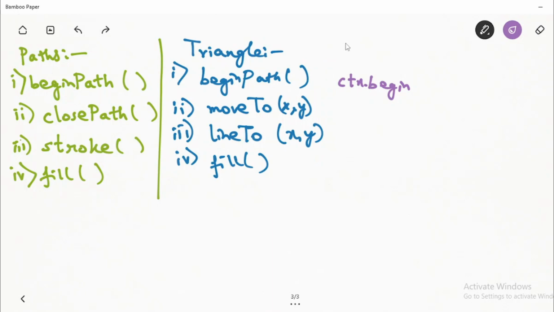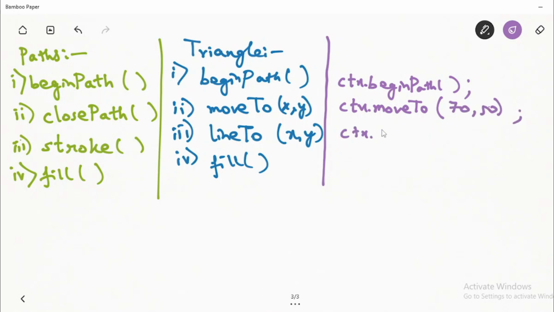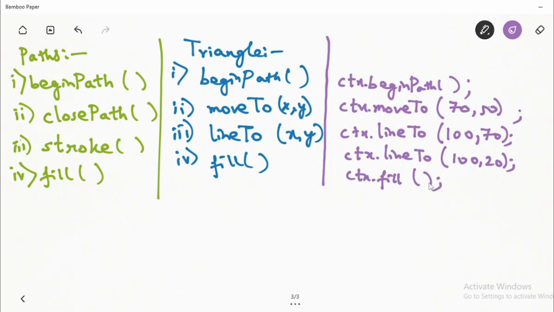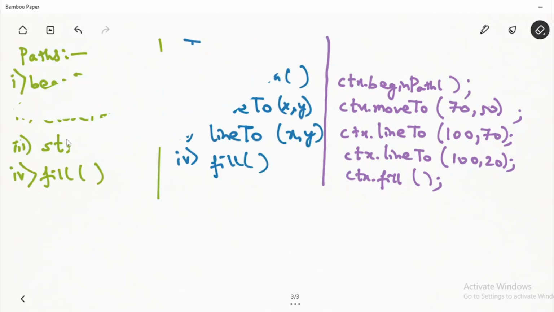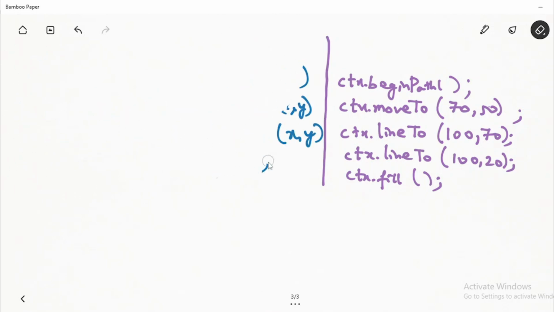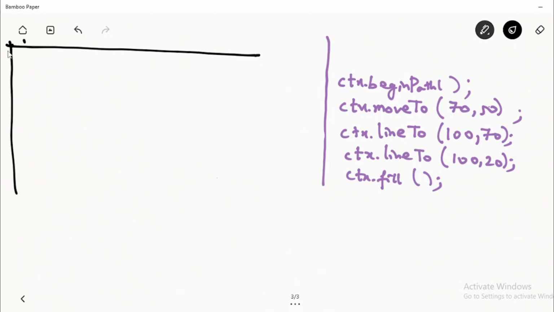All of these are to be called with the help of our context variable, which is nothing but this context variable, or ctx, that can be created using canvas.getContext with the parameter 2d or 3d as per our requirement. So for drawing the triangle, we have taken ctx.beginPath followed by the moveTo and lineTo methods. Finally, with the fill method, we are going to fill it up, and we have taken the respective parameters also. Now let's try to understand how this will get executed on the grid.